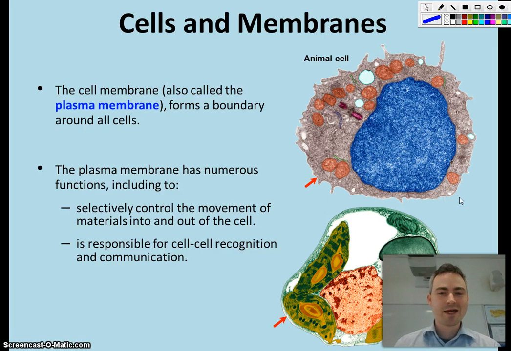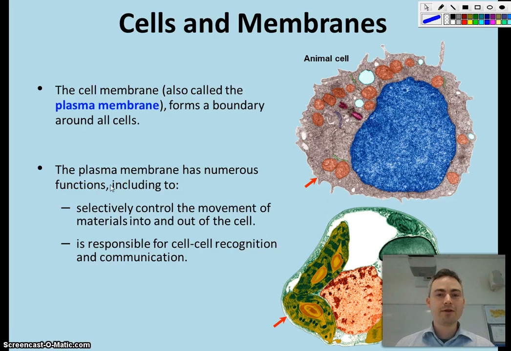We want to know about the function of the membrane. And there really are many functions of the cell membrane, or as we can see here, also known as the plasma membrane. Biology loves having multiple words for the same thing. Cell membrane, plasma membrane, the same thing. We know that they form the boundary around all cells. It's a feature of all cells. Animal cells, it's the outermost boundary. Plant cells, not the outermost. We've got a cell wall around there as well.